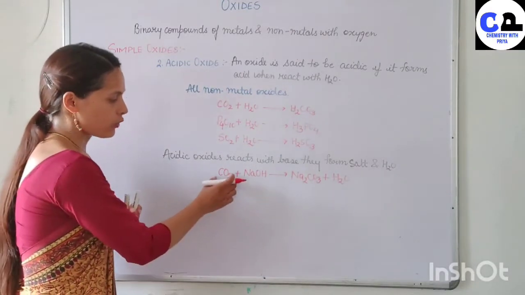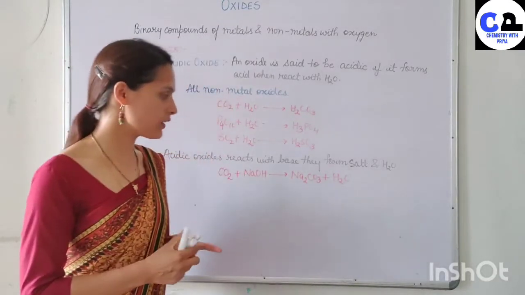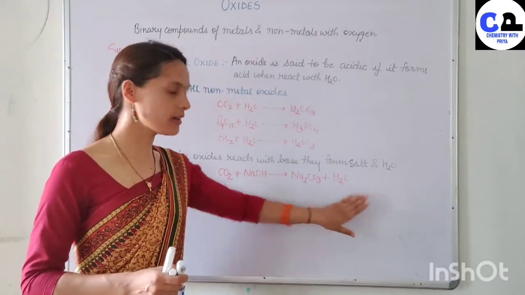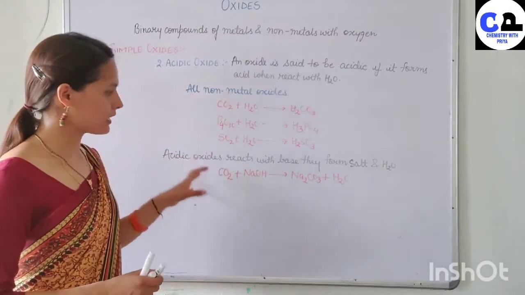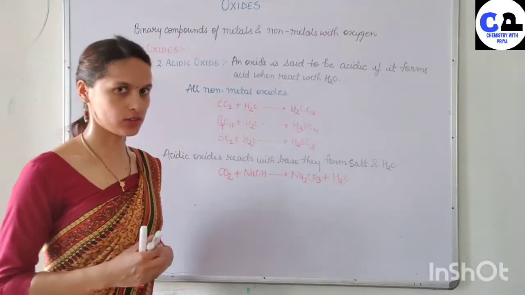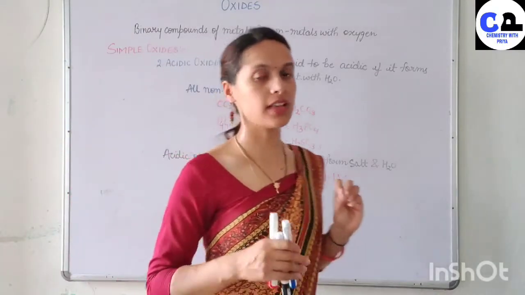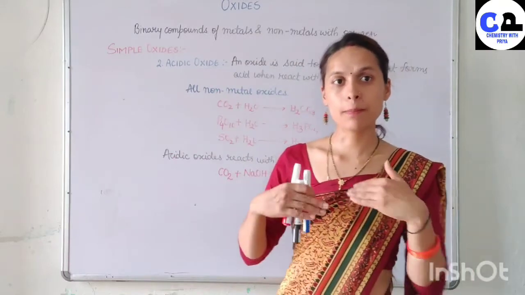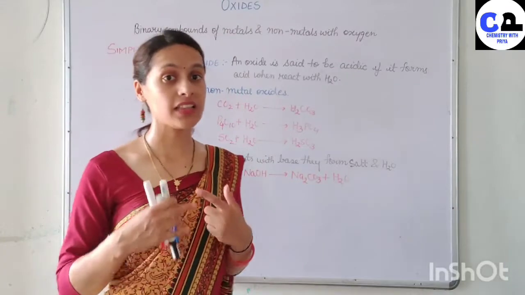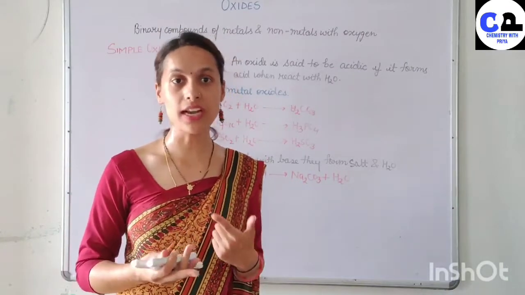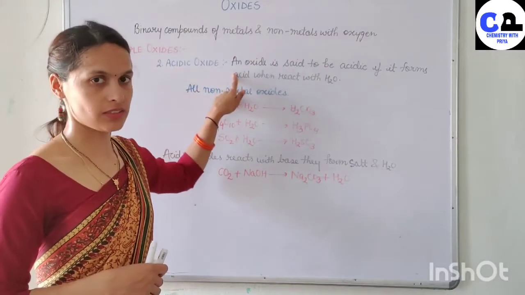So in this way, when these oxides react with the base, they form a salt and water. That's why these oxides are known as acidic oxides. Now here I have written that all non-metal oxides are acidic in nature. But besides non-metal oxides, some of the metal oxides in their higher oxidation state also behave as acidic oxides.